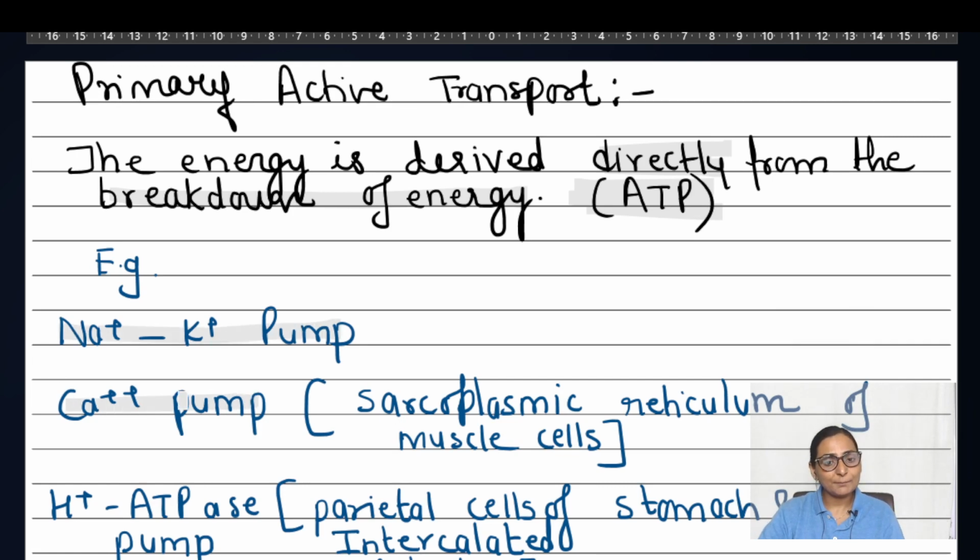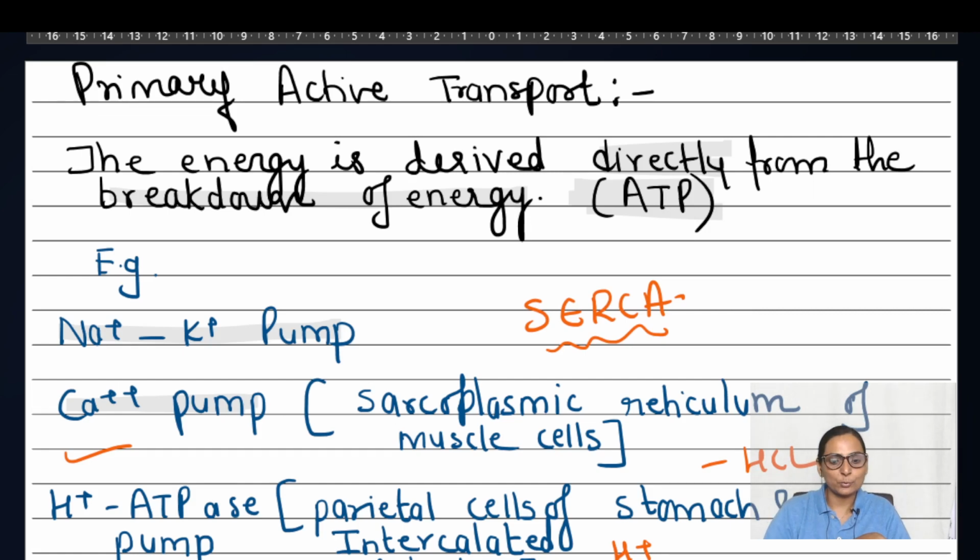But remember the calcium pump present in the muscle cells, which you remember as SERCA, the sarcoplasmic endoplasmic reticulum calcium ATPase pump, that throws the calcium back into the sarcoplasmic reticulum, is primary active transport. The hydrogen pump present in the parietal cells of the stomach, responsible for the secretion of HCl, and the intercalated cells of the kidney, which secrete H plus ions into urine, are other important examples of primary active transport.